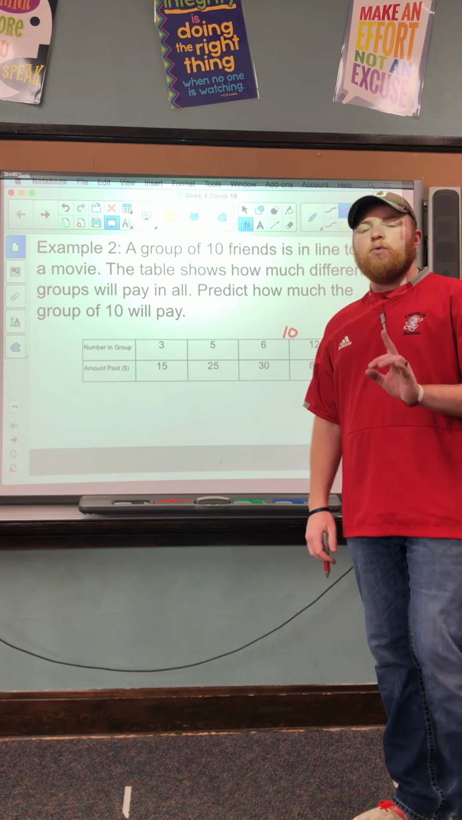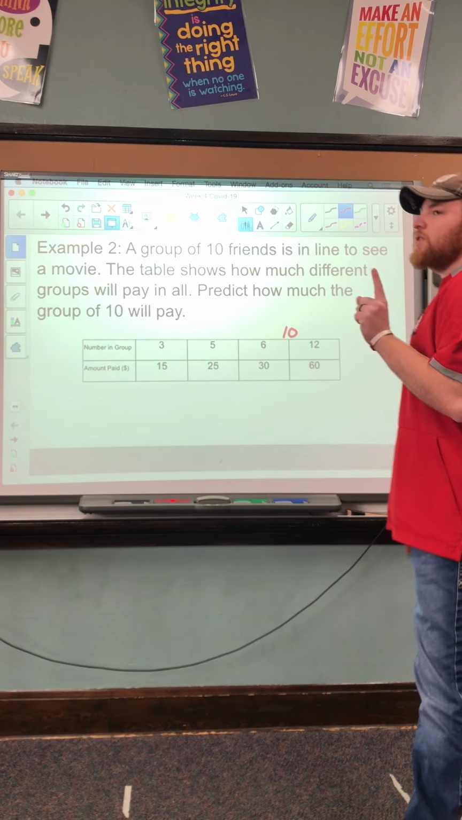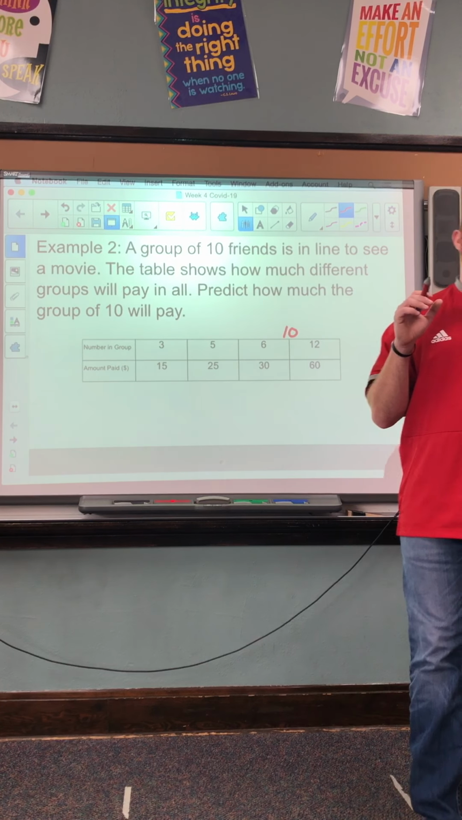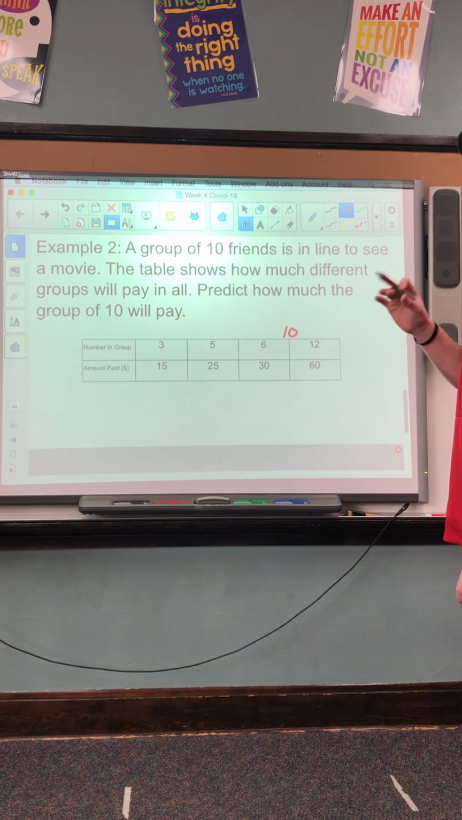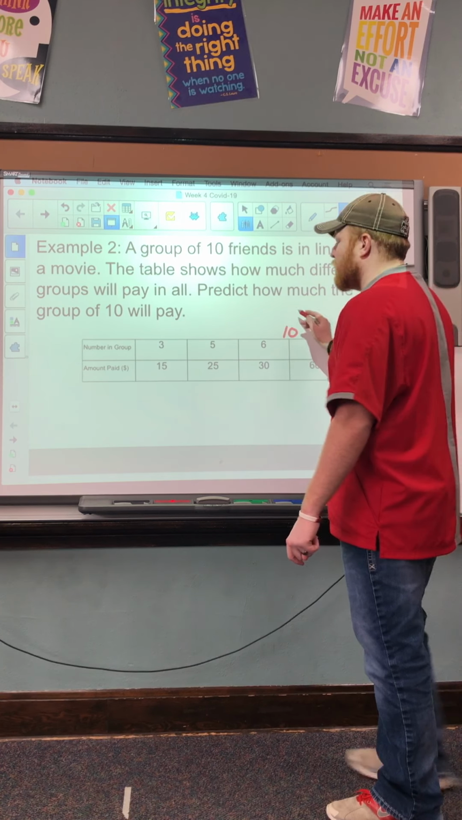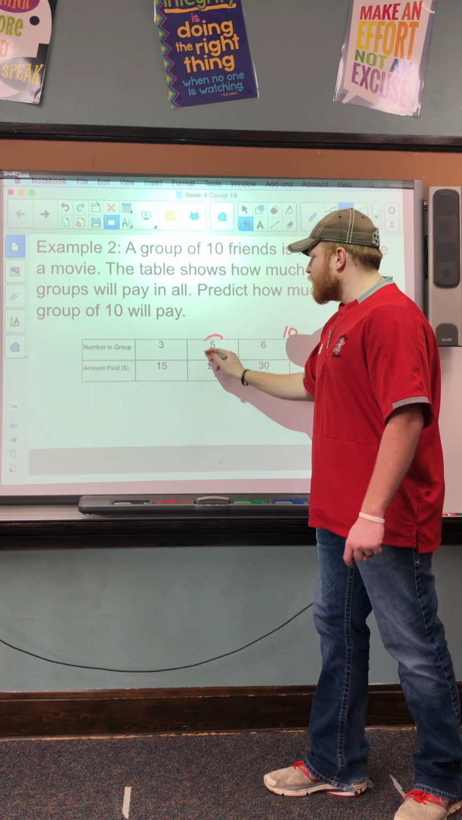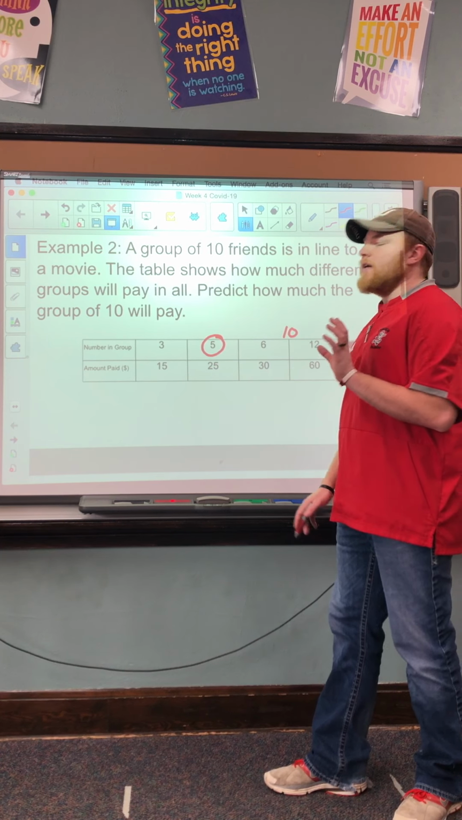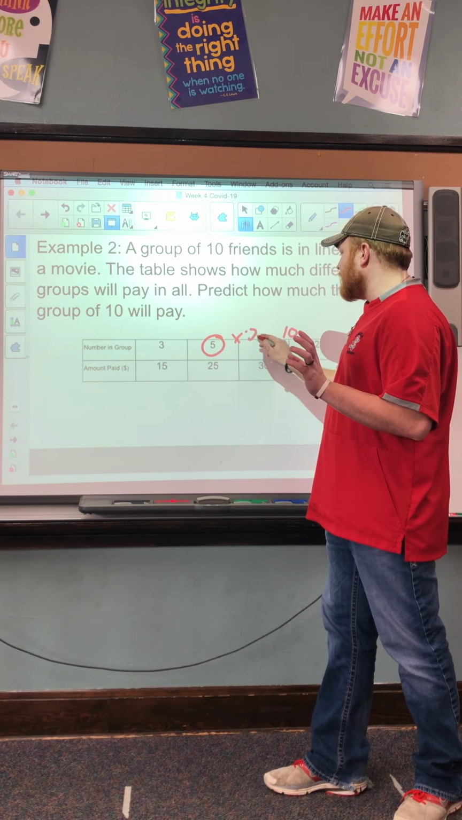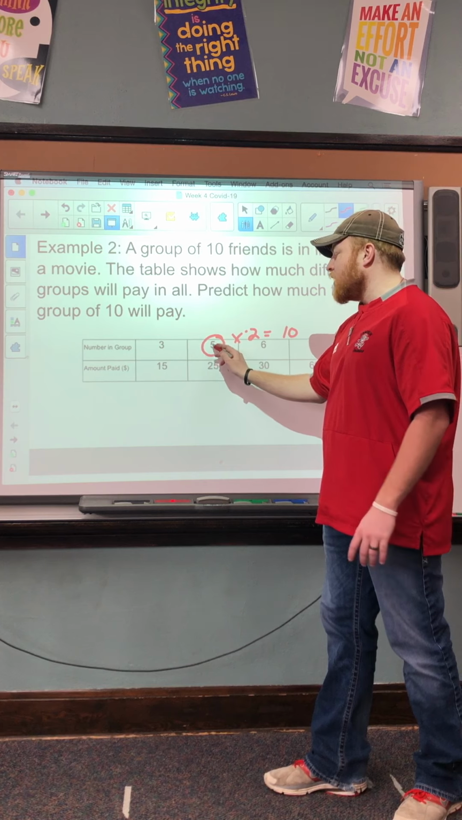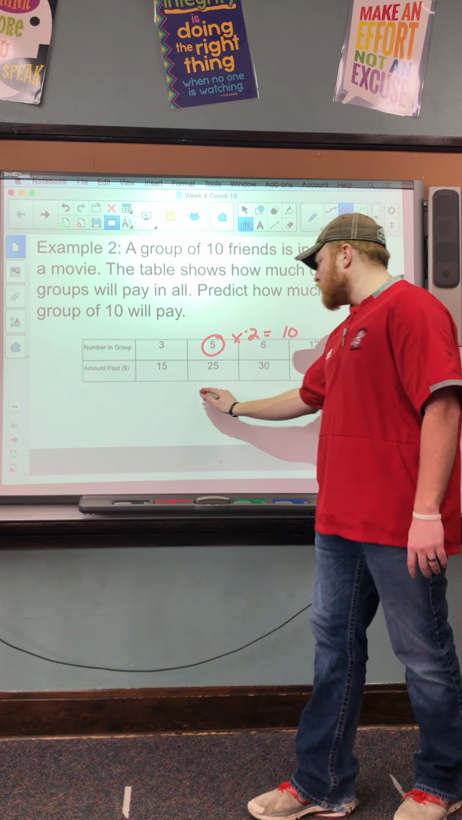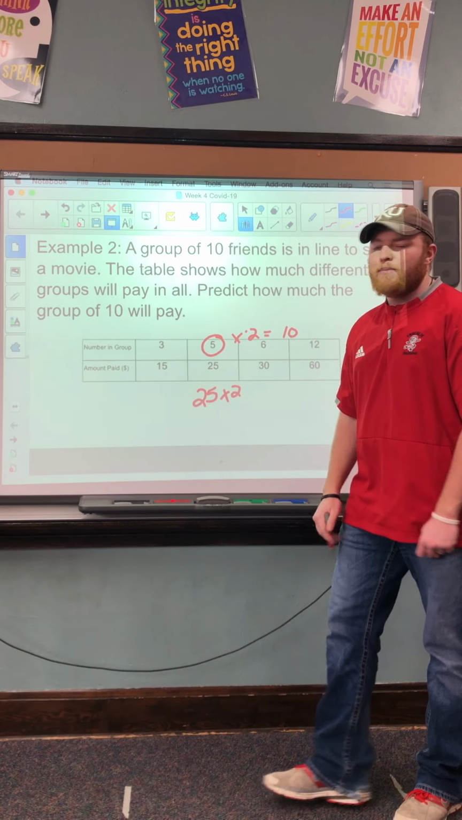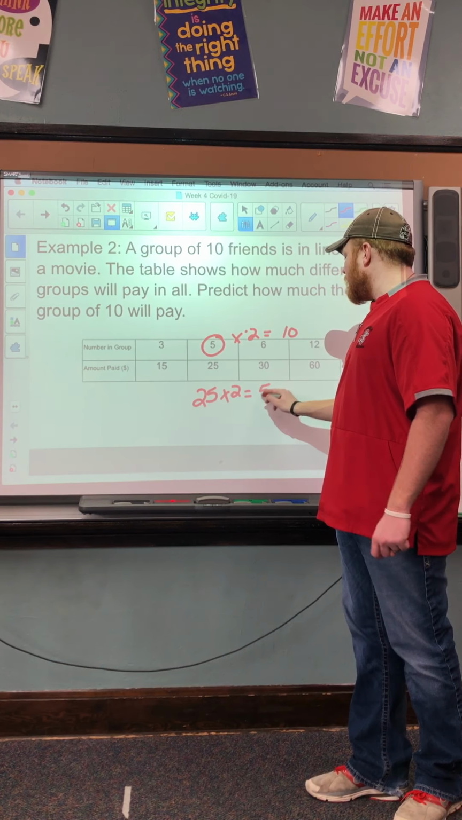Now, the first thing we do is see if there's a factor in the top row that is a factor of 10, the number that we're dealing with. There is. So we have 5. Now you ask yourself, how do we get from 5 to 10? We multiply by 2. So with the number below the 5, which is 25, you do the same exact thing. You multiply by 2, and you would get 50.